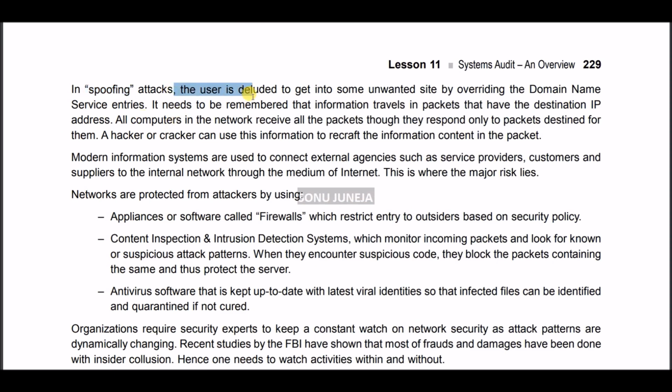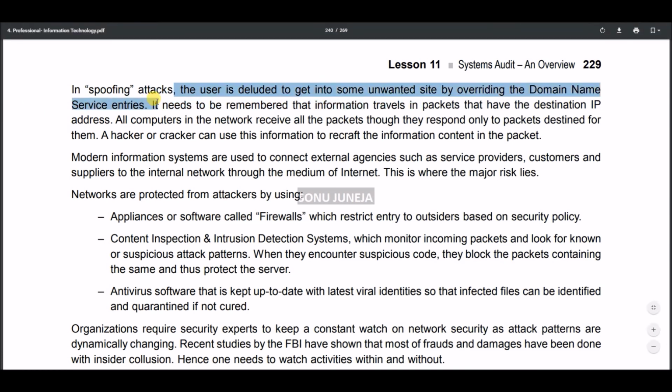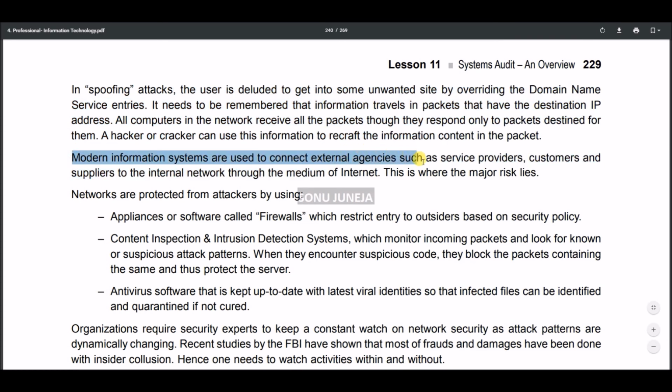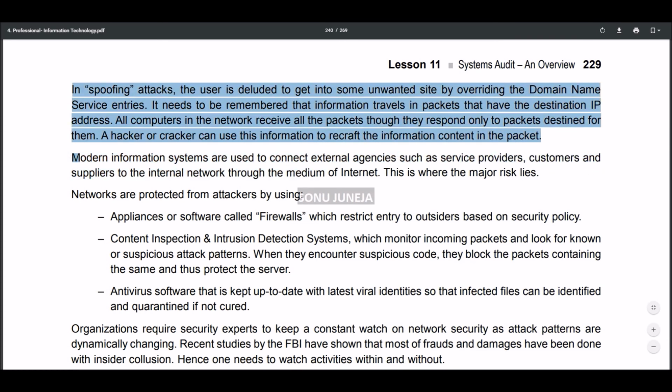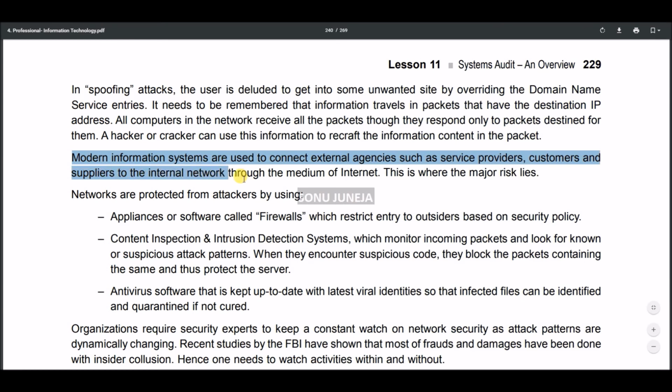So the user is directed to get into some unwanted site by overriding the domain name service entity. One needs to remember that the information traveling in the packets has the destination IP address. All the computers in the network receive all the packets, though they respond only to the packets designated for them. A hacker or cracker uses this information to recraft the information content in the packet. Now, modern information systems are used to connect external agencies such as service providers, customers and suppliers to the internal network through the medium of internet. This is where the major risk lies.